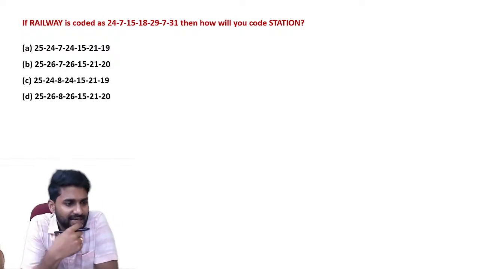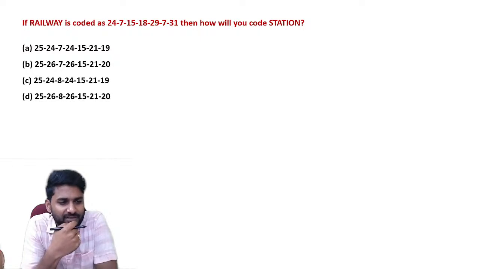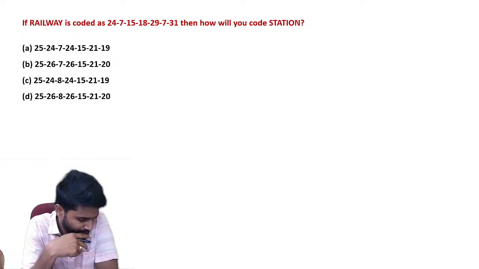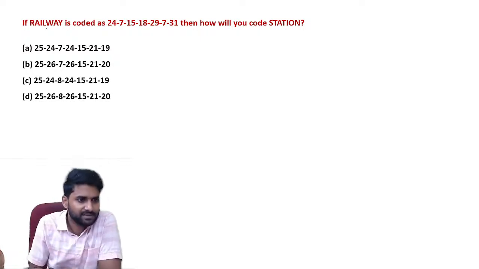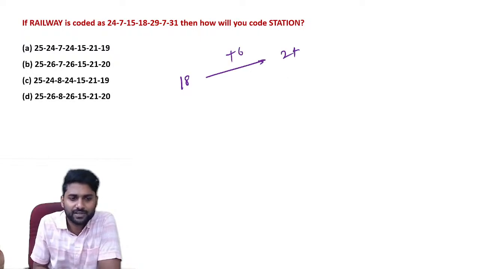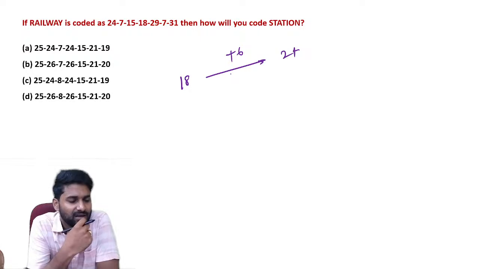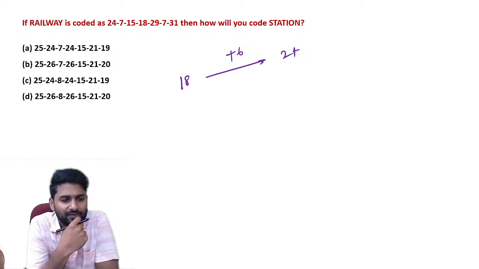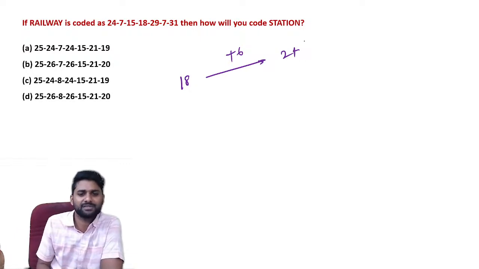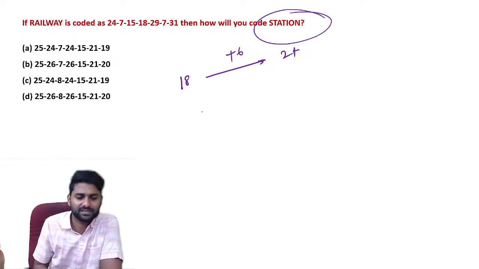The logic: railways is coded as 24, 7, 15, 18, 29, 7, 31. How is the station coded? See, R is 18, but instead of 18, they coded it as 24. So they are adding 6 units. Again, A is 1. Instead of 1, they coded it as 7. Again, they added 6 units. Means every time they add 6 units.